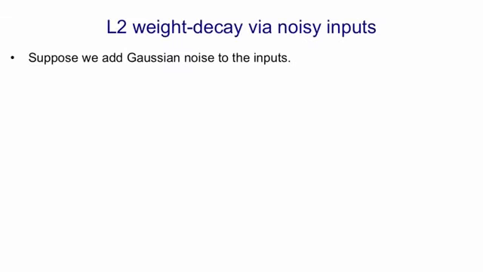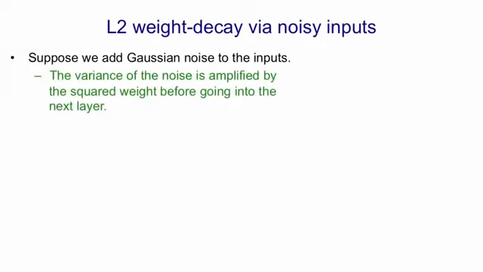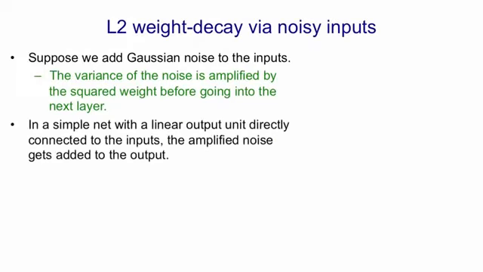So let's look at what happens if we add Gaussian noise to the inputs to a simple neural network. The variance of the noise gets amplified by the squared weights on the connections going into the next hidden layer. If we have a very simple net with just a linear output unit that's directly connected to the inputs, the amplified noise then gets added to the output.